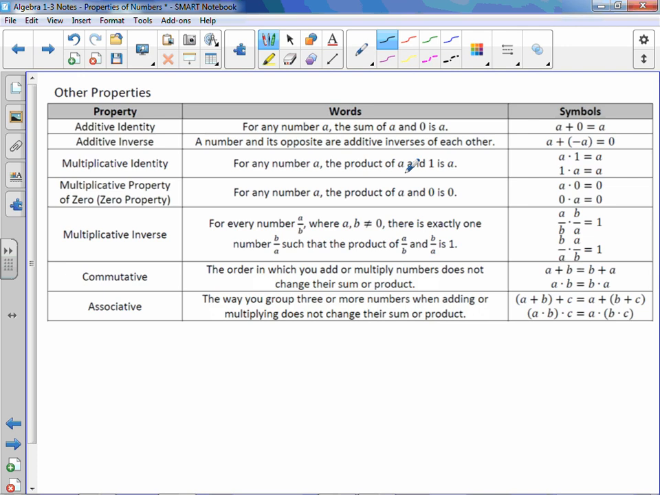Commutative: the order in which you add or multiply numbers does not change their sum or product. So this first one is the commutative property of addition, and then we have the commutative property of multiplication.